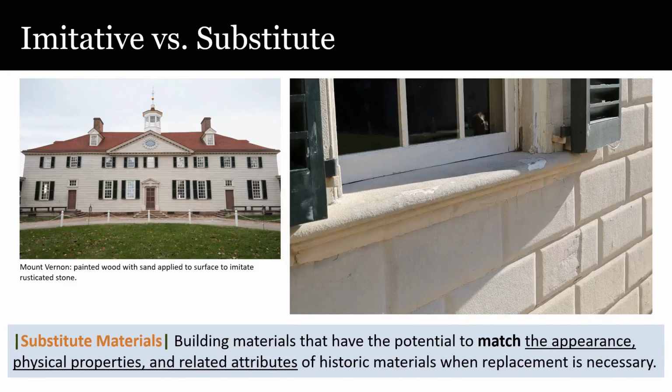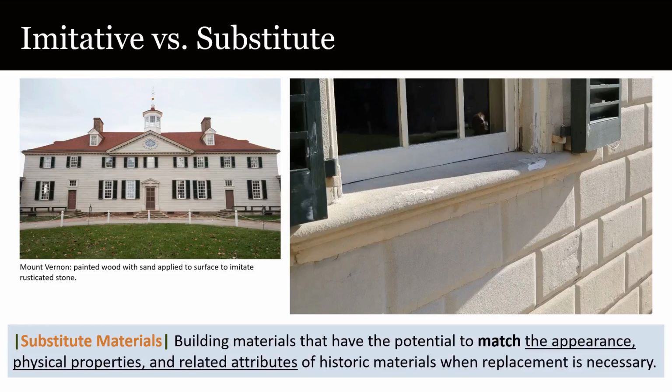The term substitute materials is used to describe building materials that have the potential to match the appearance, physical properties, and related attributes of historic materials well enough to make them viable alternatives when historic materials require replacement. And the key concept here is that the substitute matches the historic when replacement is necessary. Imitative materials are not necessarily appropriate for use as substitute materials because they may not sufficiently match as required by the standards.